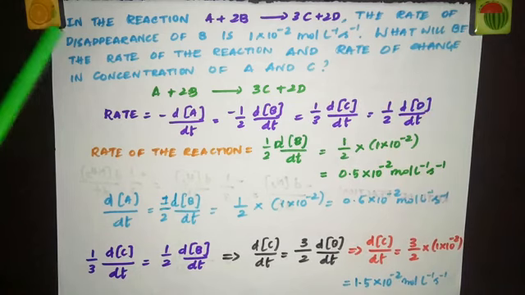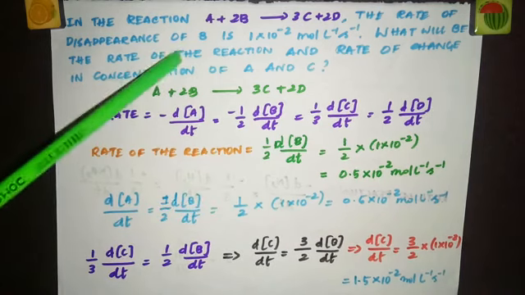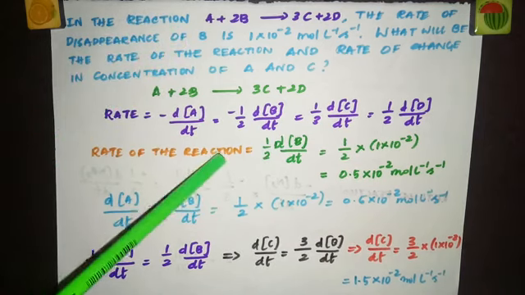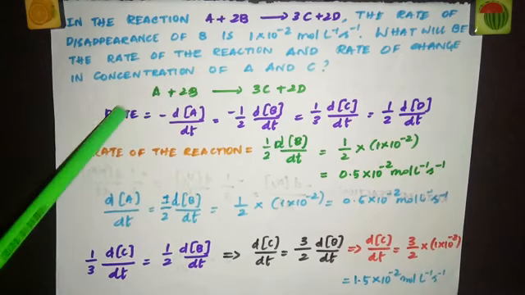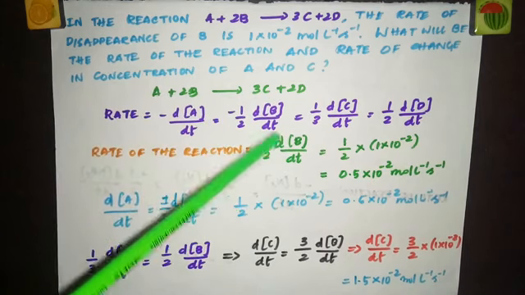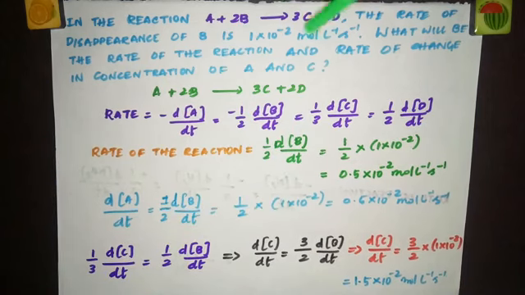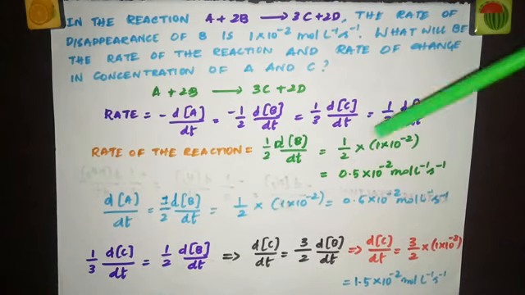Now the first question, what will be the rate of the reaction? So rate of the reaction is equal to, what value is given? Rate of disappearance of B is given. So you can find the rate of the reaction in terms of B. So what is the rate of the reaction in terms of B? Minus 1 by 2 dB by dt. And dB by dt is given. So 1 by 2 into this value, 1 into 10 to the power minus 2. So that gives you an answer of 0.5 into 10 to the power minus 2 mole liter inverse second inverse. And that is the rate of the reaction. First question we have answered.